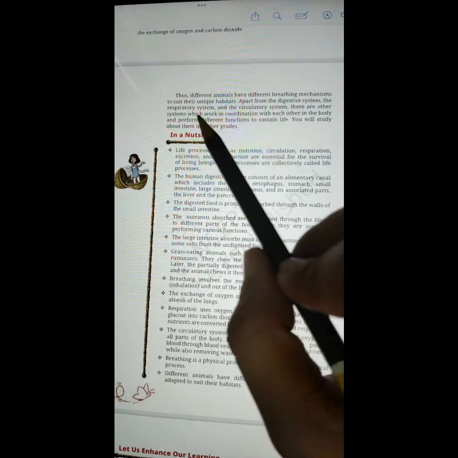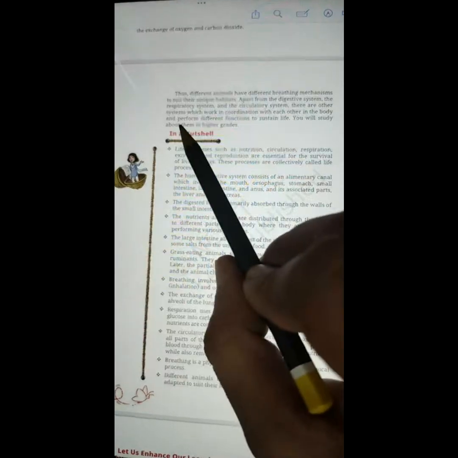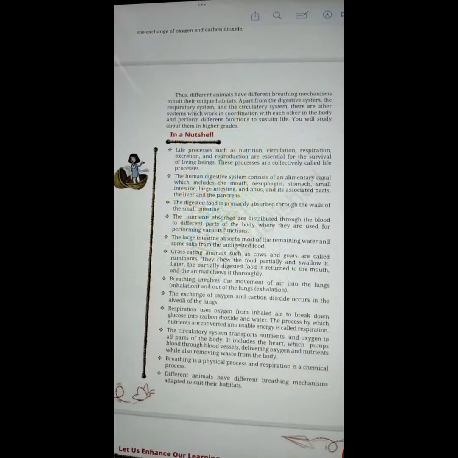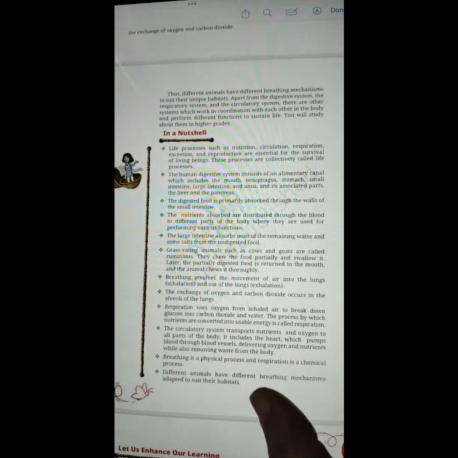Apart from the digestive system, the respiratory system, and the circulatory system, there are other systems which work in coordination with each other in the body and perform different functions to sustain life. You will study about them in higher grades. In a nutshell, is a summary of this chapter, which you can go through at your own pace.